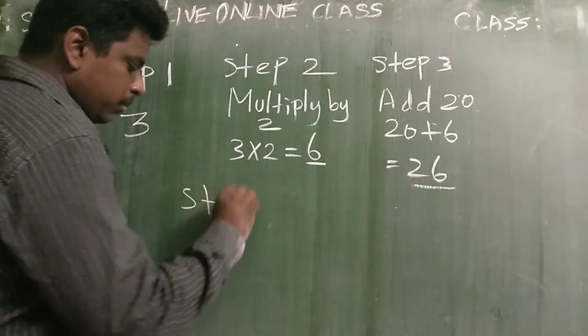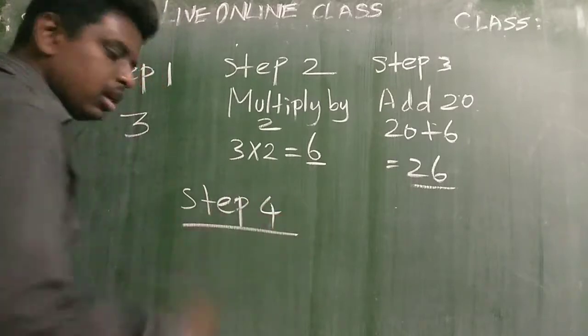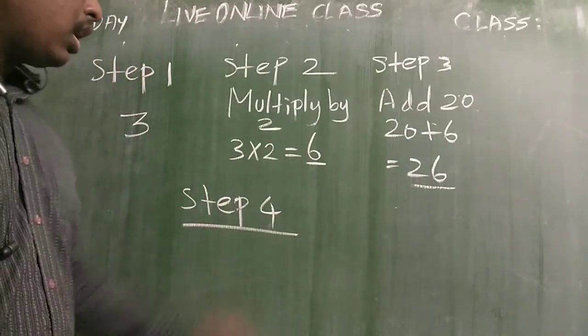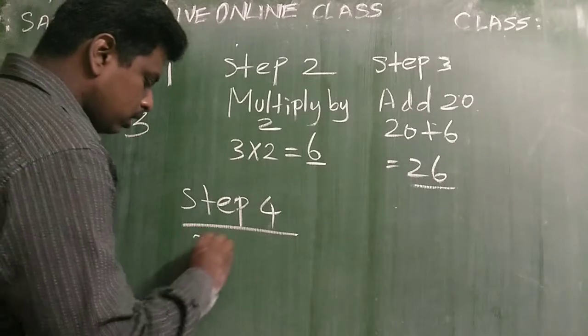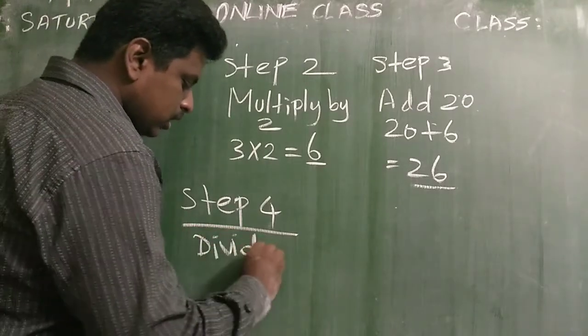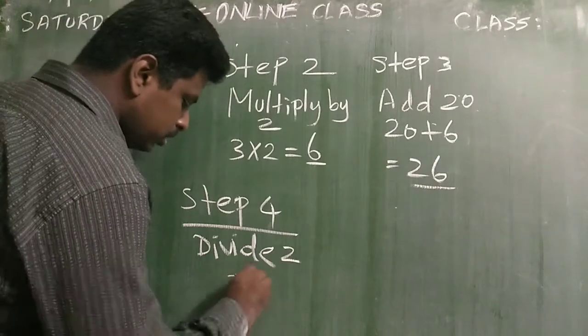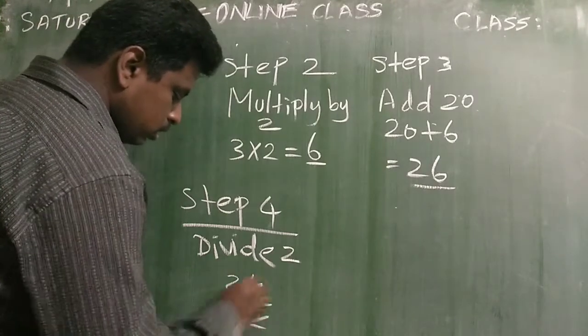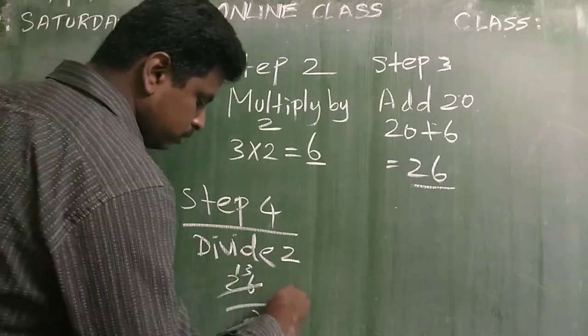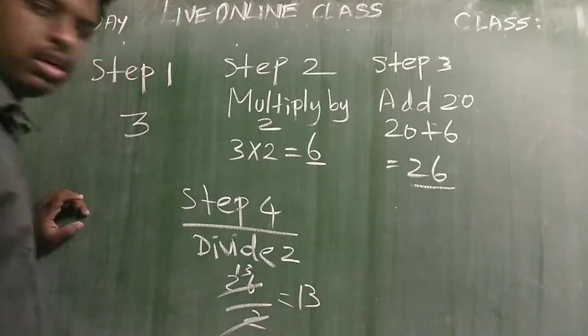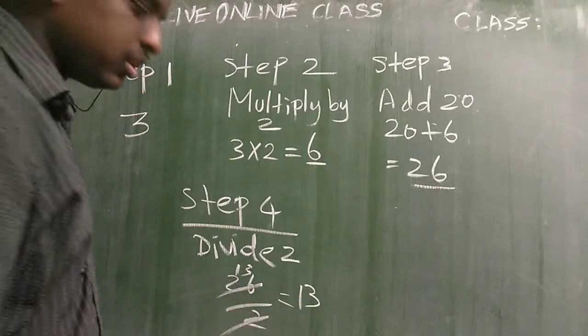Now I am coming to step 4. In step 4, if you see, I am just dividing the secondary answer by 2. So I just divided 26 by 2, and we get 13. 13 is the number we got as a tertiary answer.